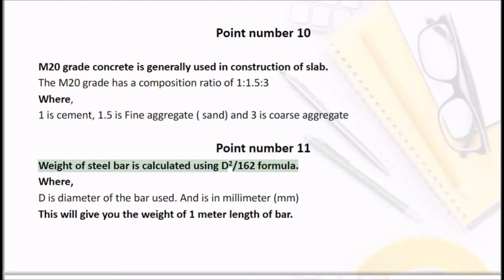Weight of steel bar is calculated using the D²/162 formula, where D is the diameter of the bar used, in millimeters, mm. This will give you the weight of 1 meter length of bar.